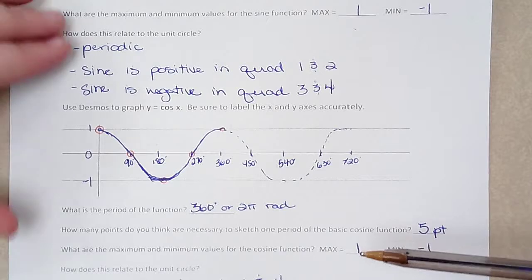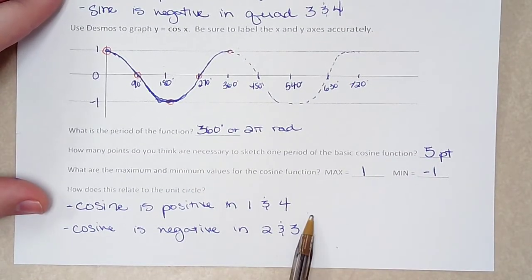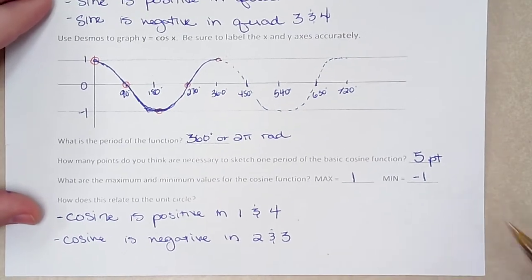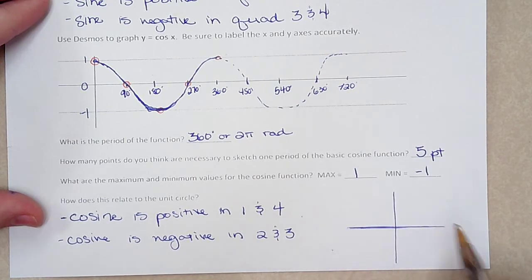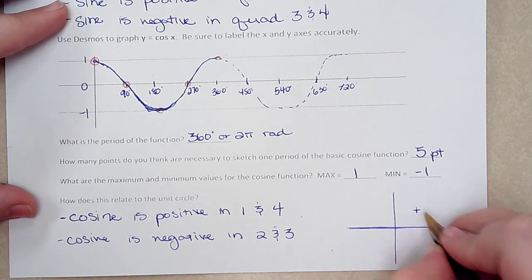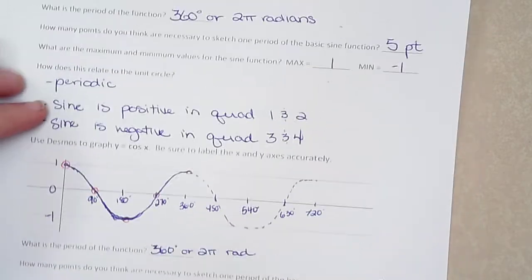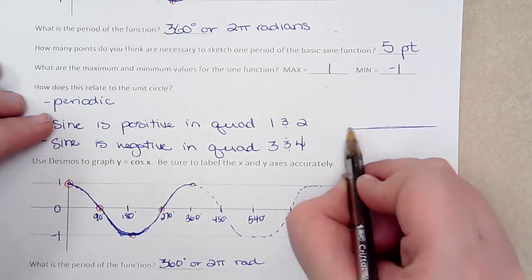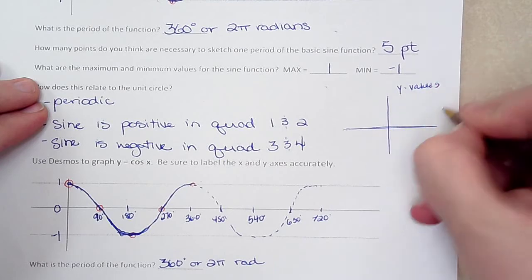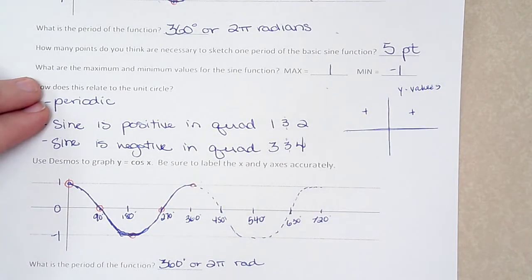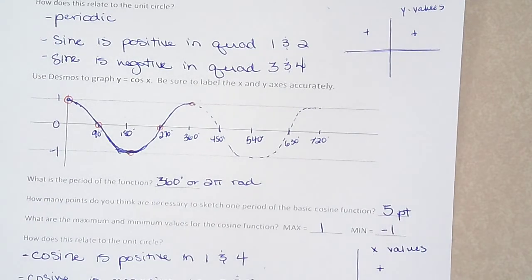Where are our y's positive? In quads 1 and 2. Where are our x's positive? In 1 and 4. And that just makes sense with our quadrant here. This is where x is positive. I'm going to say x values. I guess I could illustrate that up here too. If we think about where our y values are positive, those are going to be positive in those upper quadrants. So it makes sense for sine and cosine, which are just our x and our y values.